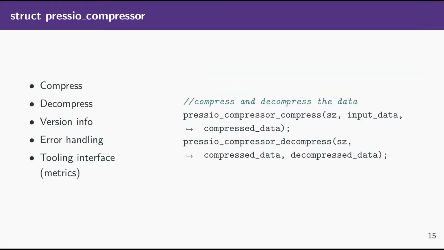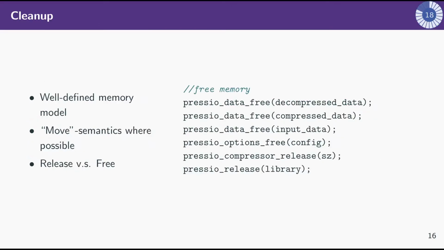Then compress and decompress. I'm not going to spend much time here, but it's basically a very simple interface for compressing and decompressing. Other things you can ask the compressor for are the version of the particular compressor plugin that you're using. It does a bunch of stuff for error handling. So for example, if you pass an unsupported data type, it will give you human readable error messages for what exactly you did wrong. It also is how you're going to configure the tooling interface when we get to that in a moment. Finally, we're going to have to free the memory.